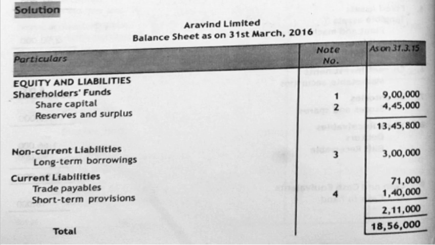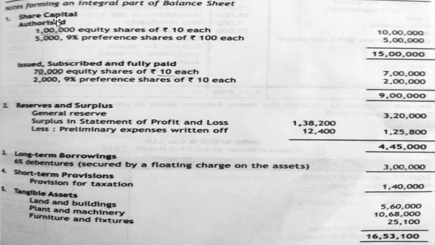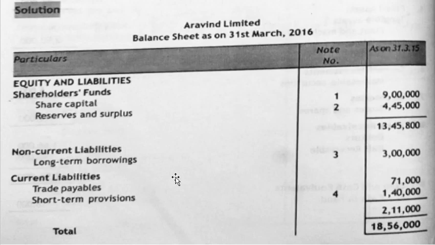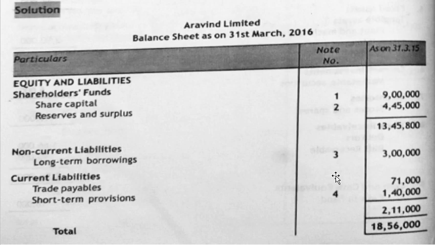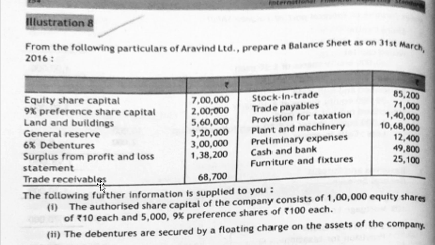Next we will have our non-current liabilities. Under non-current liabilities, the classification is long-term borrowings. There is a working note for your long-term borrowings, which is 6% debentures under floating charge on the asset, which is 3 lakh. So we will record the working note 3 lakh. Then are our current liabilities, which are trade payables and short-term provisions. Our trade payables, which is there in the question, is 71,000. So we will take here 71,000.